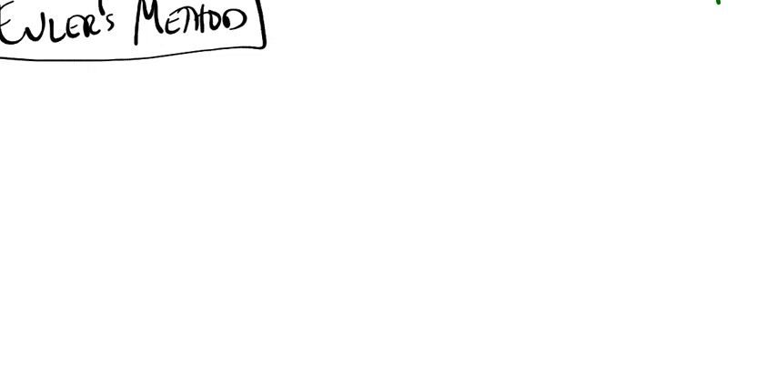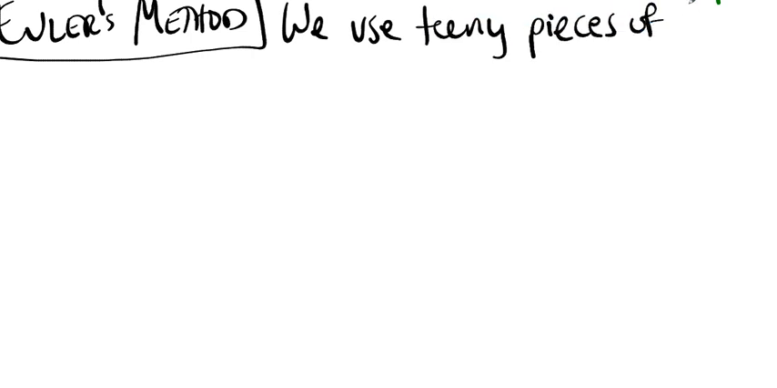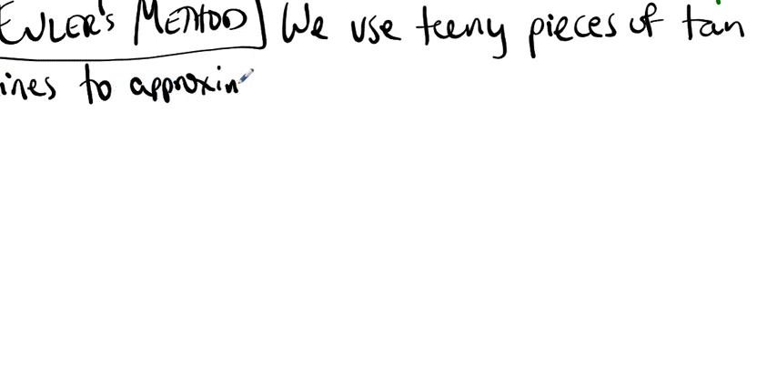If we're looking for a numerical method, and we might be, yep, we are, I would like to outline for you something called Euler's Method. Euler's Method is named after Leonhard Euler, who did an awful, awful lot. The basic idea is that we use teeny pieces of tangent lines to approximate solutions.